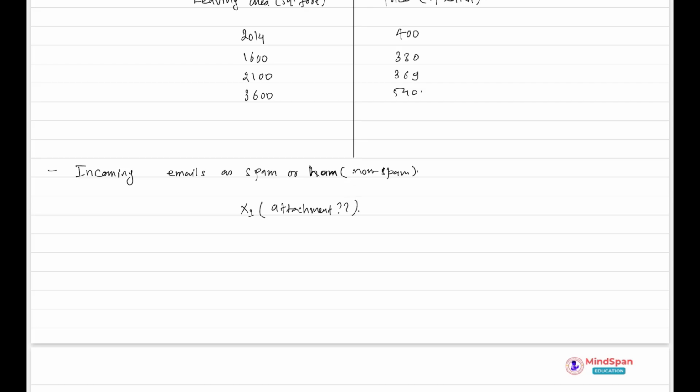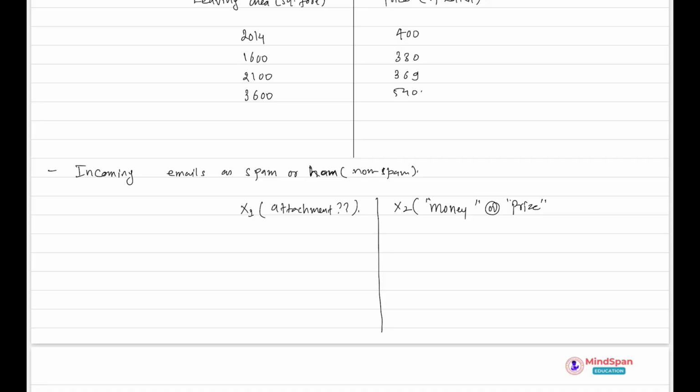And we can have another feature, like let's call this feature x2. So, does the email contain the word like money or price? Right, and so on. We can have n number of features upon which we are going to decide if the email is ham or spam.